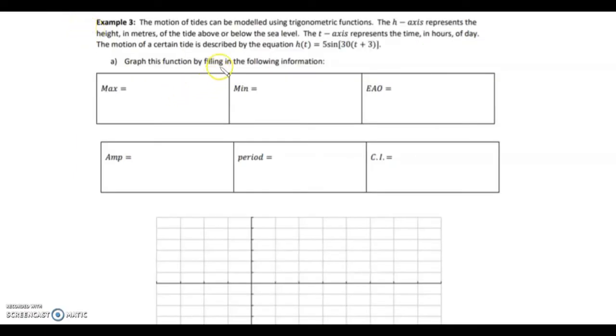Example 3: the motion of tides can be modeled using trigonometric functions. The h-axis represents the height in meters of the tide above or below sea level. Okay, so when we talk about height, we talk about something called sea level, and in real life this is referenced as height equals 0. When they measure mountains or canyons, they measure it in regards to sea level. The t-axis represents the time in hours of a day.